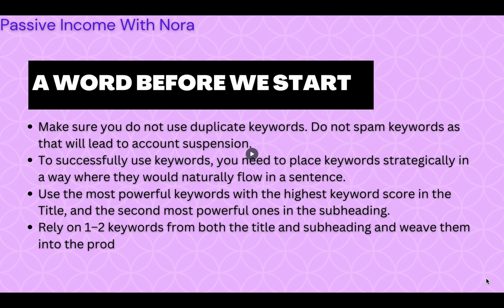Also, use the most powerful keywords, the ones that contain the highest keyword score, in the title. So if you find a keyword that has a really high keyword niche score, as well as total results under 1,000 and a bestseller rank average of 300,000 or less, then use that in the title. And the second most powerful keyword, use in the subheading. And the keyword that you want to rank for, that's not too powerful, but you still want to utilize it, then utilize it in one of the 7 keyword slots. And rely on 1 or 2 keywords from both the title and the subheading, and weave them into the product description.